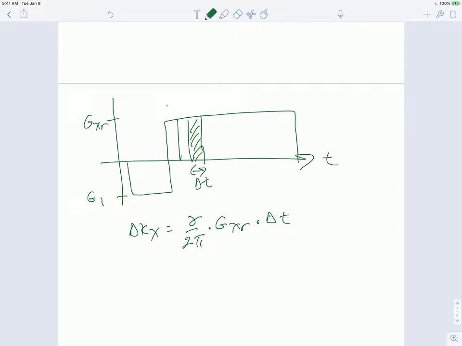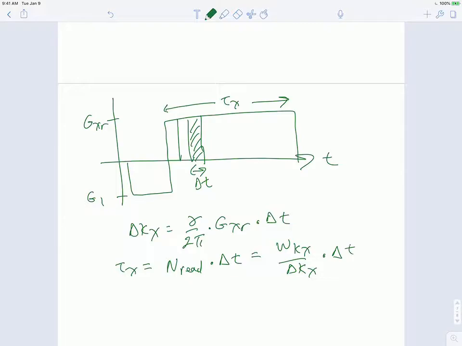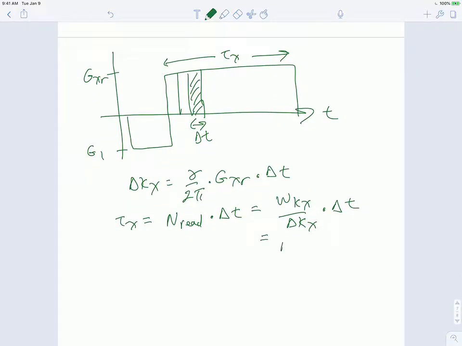The other parameter you can come up with is, what's this total time, tau sub x? Okay, and there's a couple ways you can do that. The easiest way is say tau sub x is equal to n read times delta t, right? Which just equals w kx over delta kx times delta t, okay? Which just equals nx times delta t. So that's one way you could come up with it.